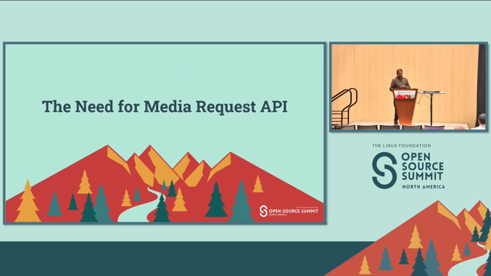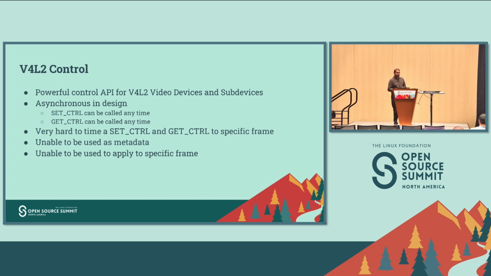So I'll begin with the first question: what's the need for such a request API? For those of you who are familiar with V4L2, it has this thing called V4L2 control, which is the default mechanism to set parameters to your video device or sub-device. In a media graph, you might have many participating video devices and sub-devices, and you can use V4L2 control to set or get parameters on them. There are various types of controls, and the coverage is pretty exhaustive.